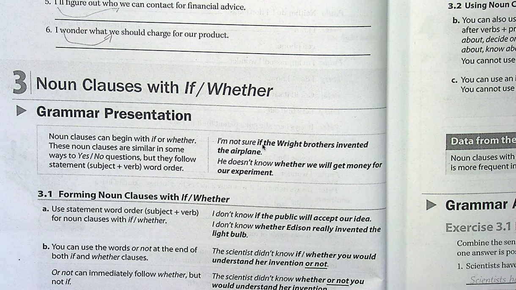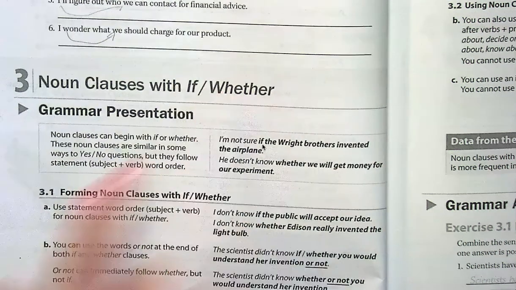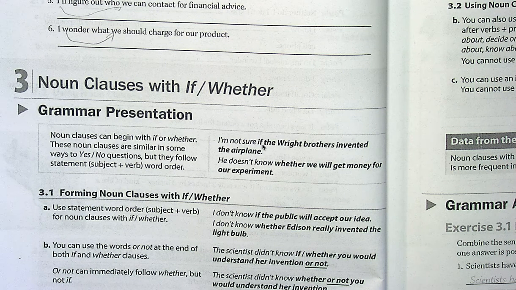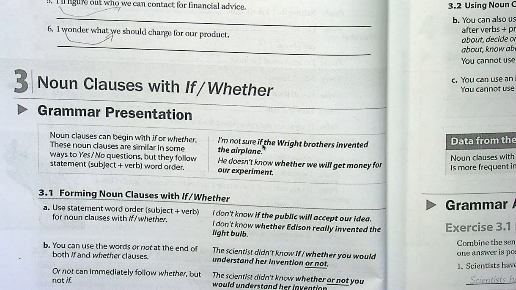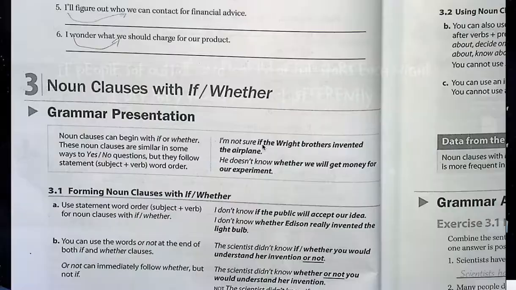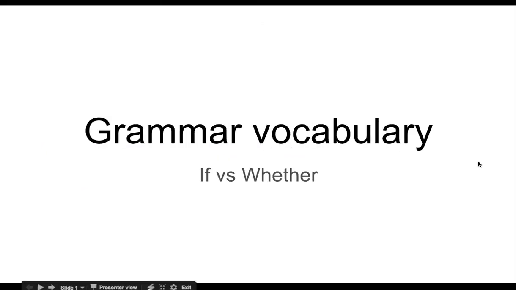Today's video is about noun clauses with if and whether. But before we begin, we need to review the difference between if and whether. I have a lot of students that ask me questions about these words, so we're going to start by talking about the difference between these two words before we look at the noun clause grammar.